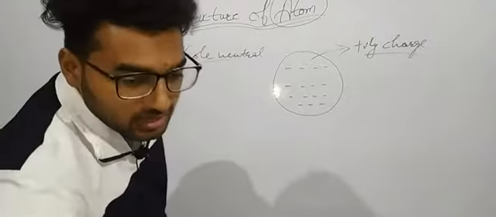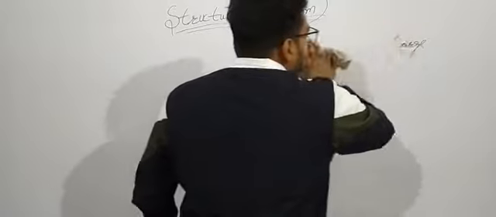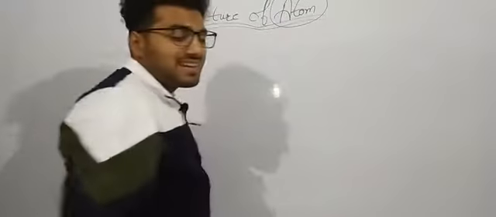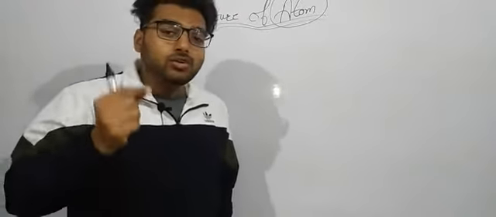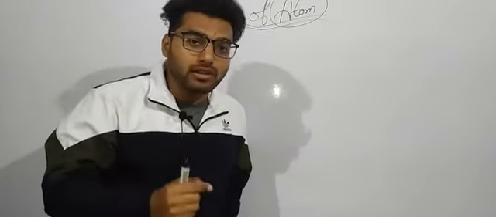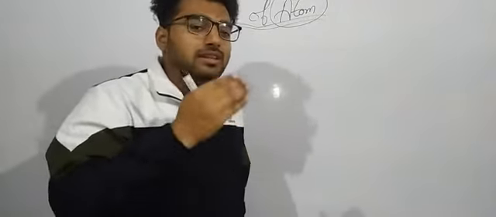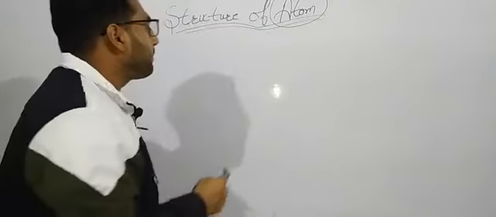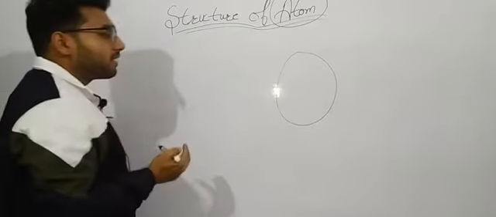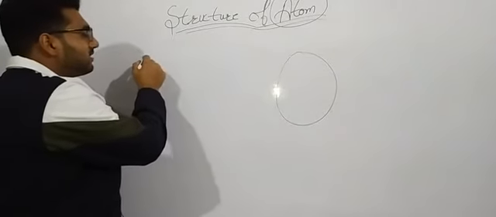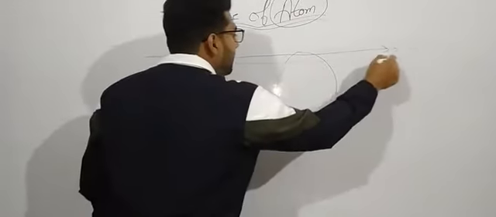The next theory is Rutherford's theory of atom, also known as the alpha ray scattering experiment. Actually in that theory Rutherford did an experiment. He took a thin sheet of gold foil and fired some alpha rays on that foil. What did he observe? Like this is an atom, he fired some alpha rays, and he observed that the fast moving alpha particles were passing through the atom.